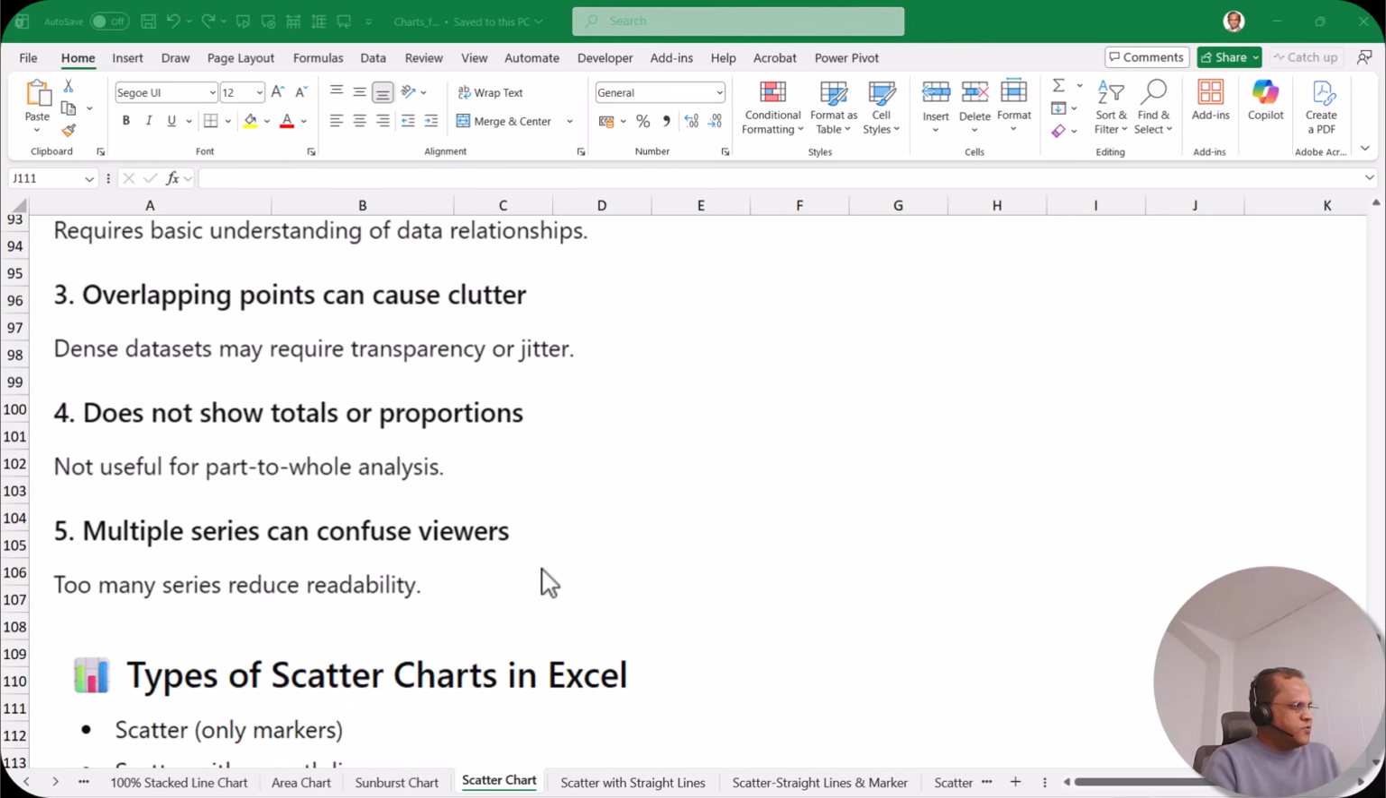Multiple series can confuse viewers. Too many series reduce readability. Sometimes you may have to take three or four numerical variables, so that is not easy to understand. I would suggest you go for two numerical variables, x and y.